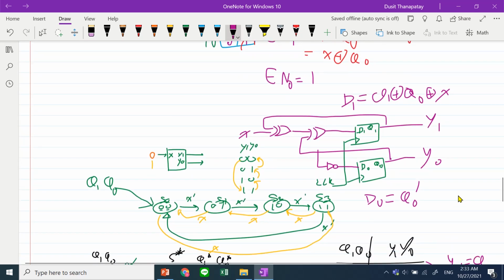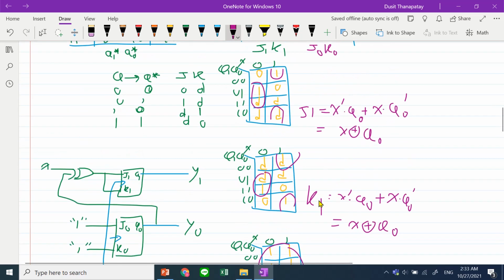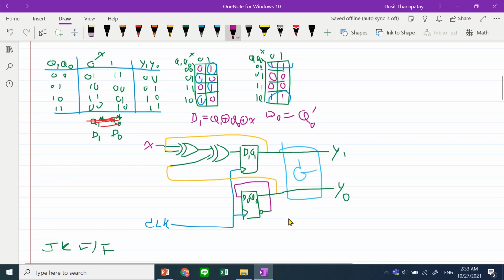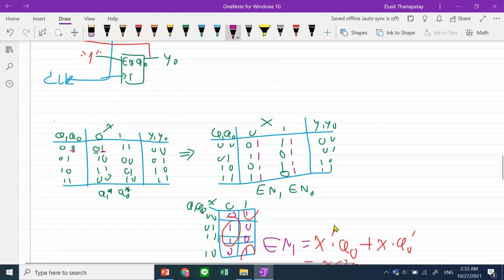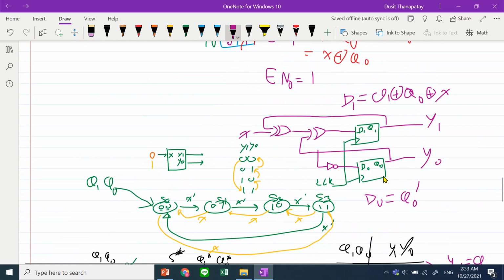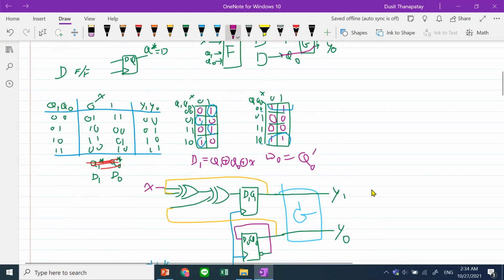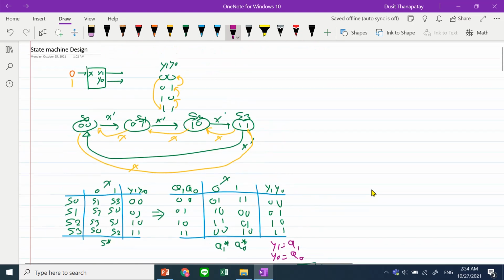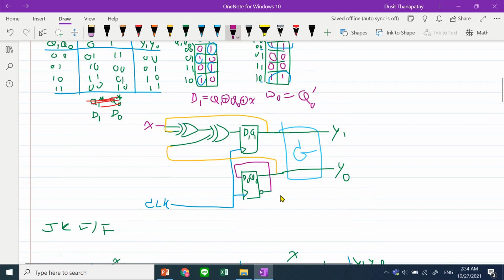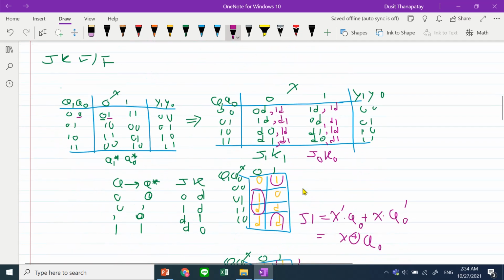Just for example, if you compare with this one, it's the same. If you use active low output, you can draw this one. If there is some active low output, you can use this one for D flip-flop. So you get the same result when you use D flip-flop, but it's not convenient.